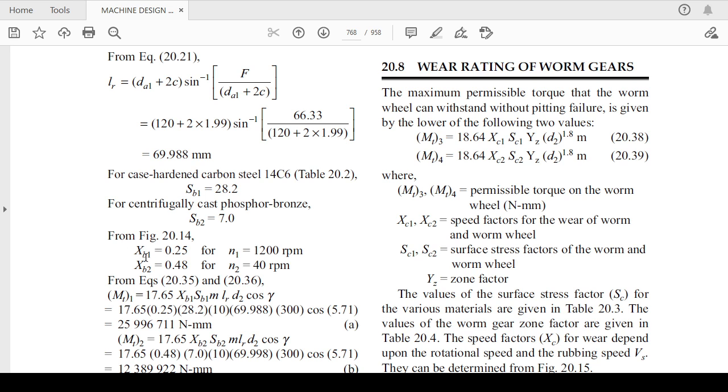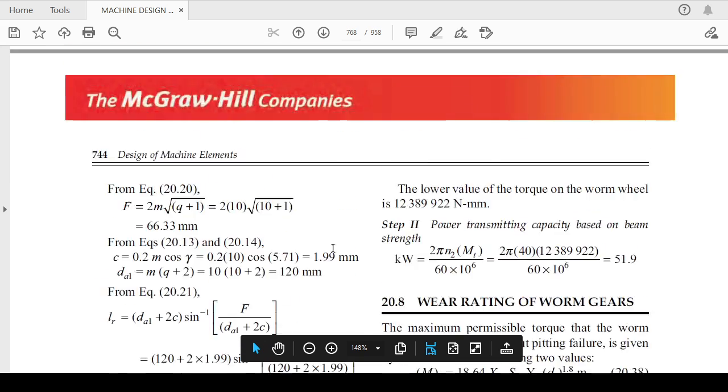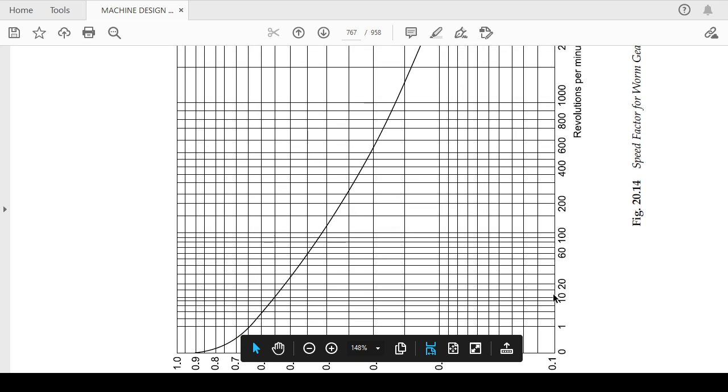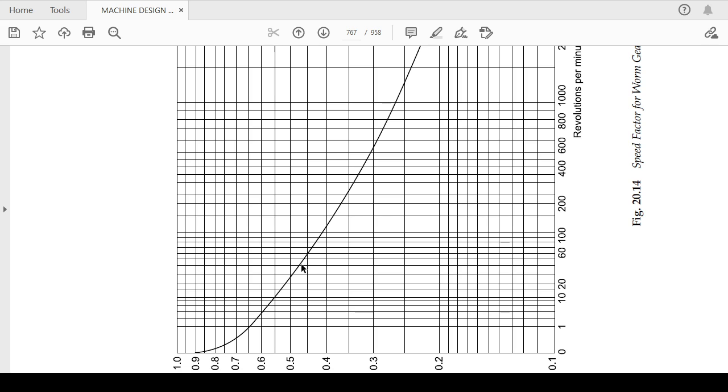Now you have to calculate the value of speed factor, which is on the basis of speed. For the value N1, which is the speed of worm, 1200 rpm, and N2 is 40 rpm. Let's see, for 40 rpm, this is 20 and this is 60, so in between this line will be 40. If you take the diagonal, then you will reach here. This is 0.4, meaning it is between 0.4 and 0.5 but nearer to 0.5, so you can keep 0.475, or you may keep 0.48.